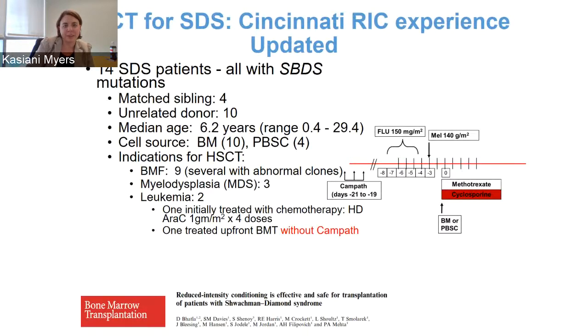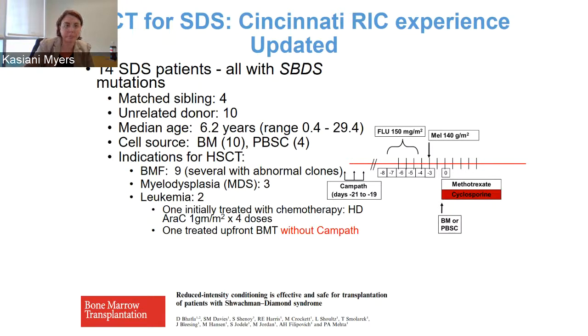So this is an update of the Cincinnati reduced intensity experience previously published. It's a campath, fludarabine, and melphalan regimen, as shown here, and we've transplanted 14 patients with SDS, all with SBDS mutations, using a predominantly unrelated bone marrow stem cell source at a median age of 6.2 years, and the majority of patients were transplanted for bone marrow failure, 3 patients for MDS and 2 for leukemia. One of the leukemia patients was pretreated with Ara-C, and the other went to transplant without cytoreduction.